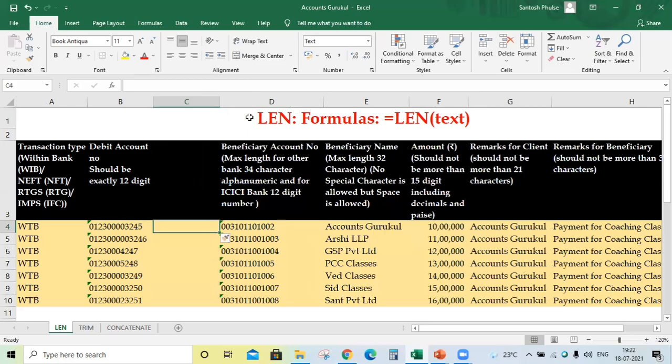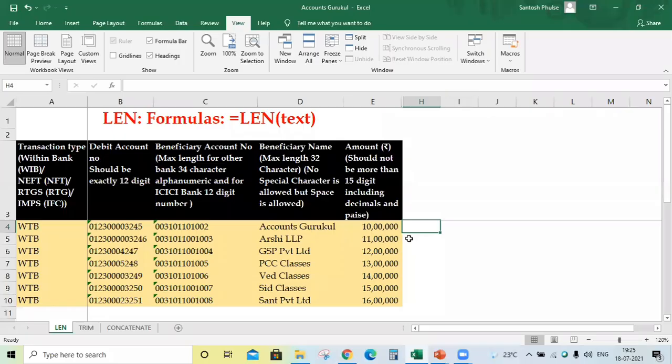And how are we going to use that? This is LEN, open bracket, the cell with the characters, and bracket close. So here you have to use the length formula. That's the length, and here the bracket close. So this shows 12 digits, or 12 characters, are there.